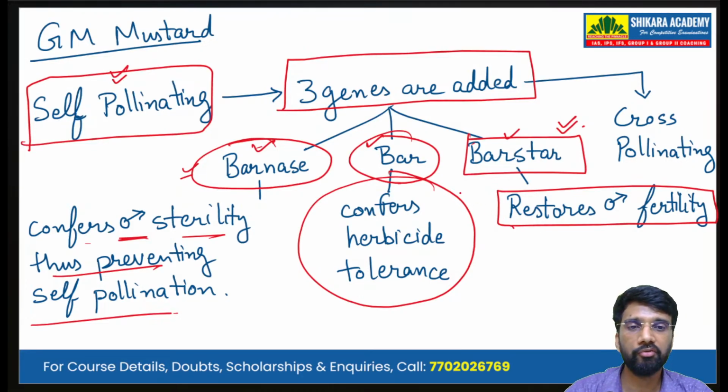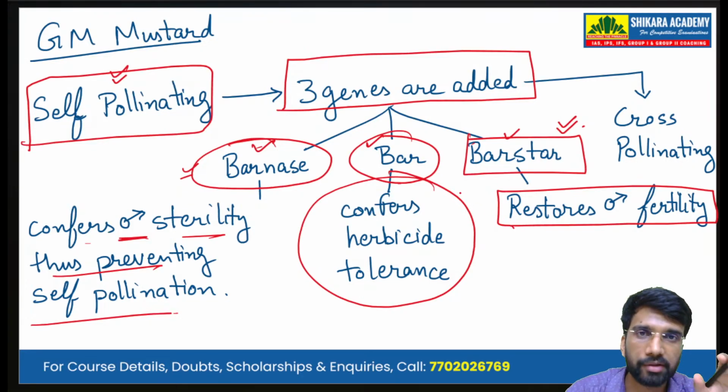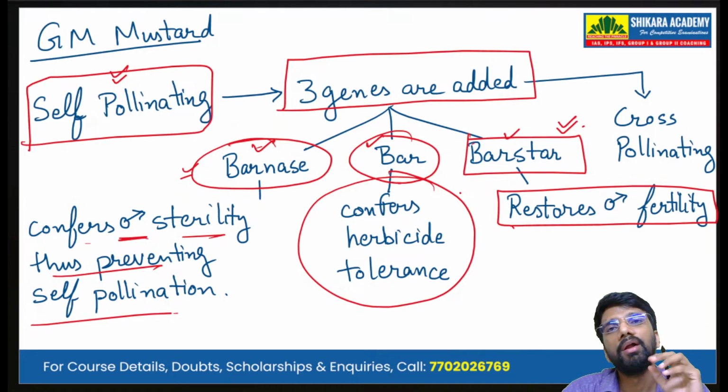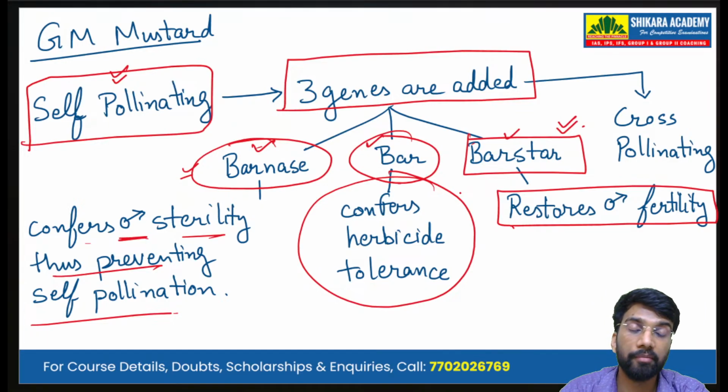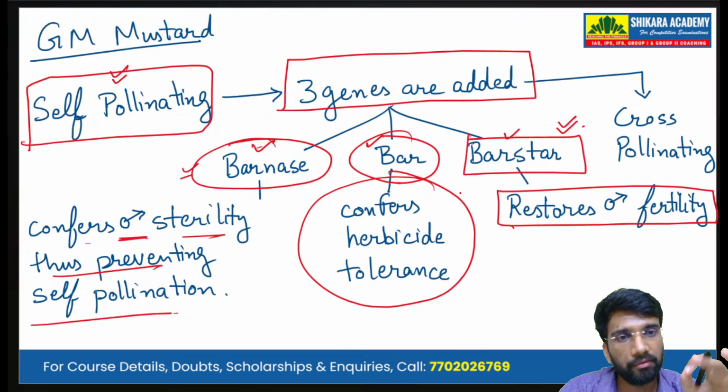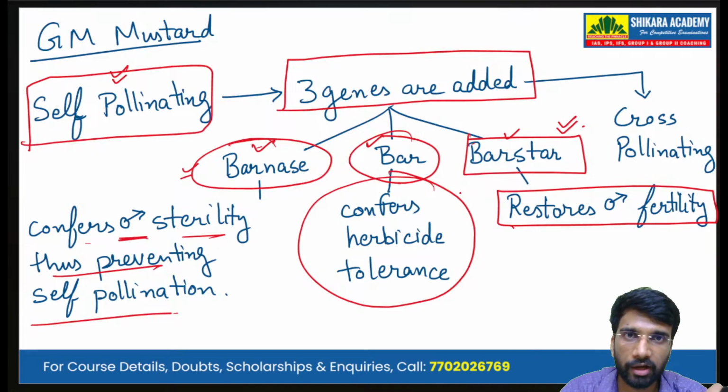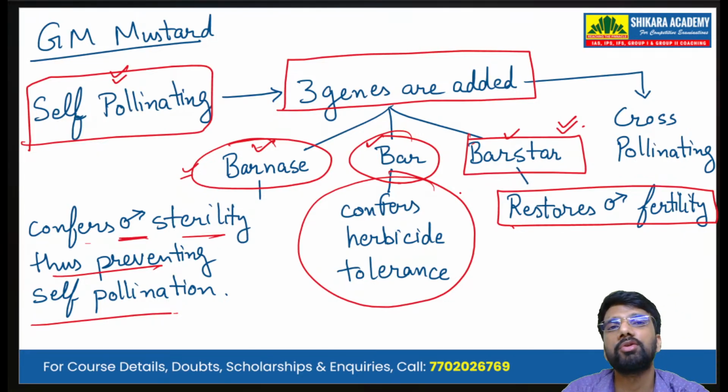So this is the combination of Barnase and barstar. Barnase is taking away the male fertility from the parent flower. But when we are getting the hybrid flower, in the hybrid we want it to be self-pollinating, so we are restoring the male fertility using the barstar gene.